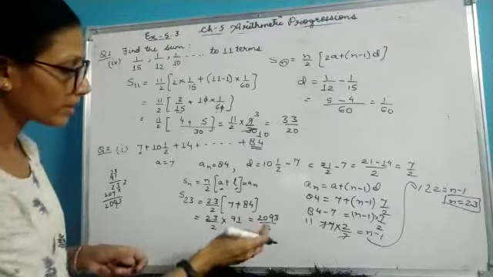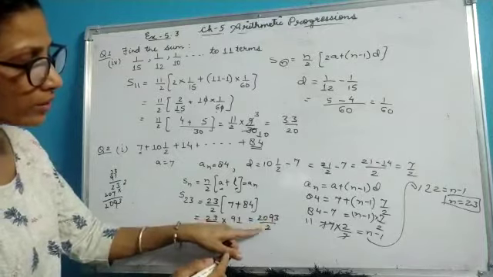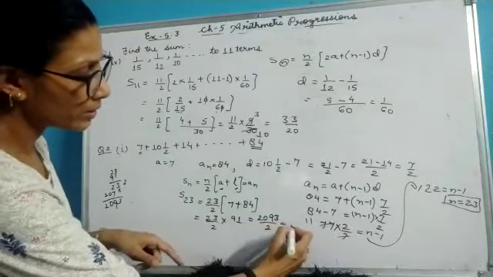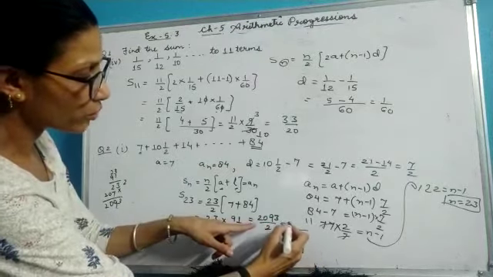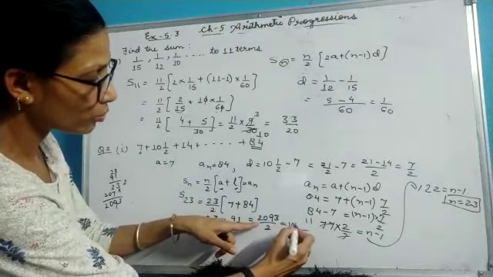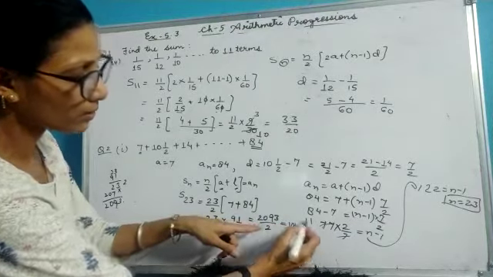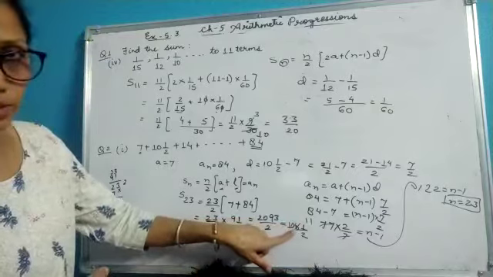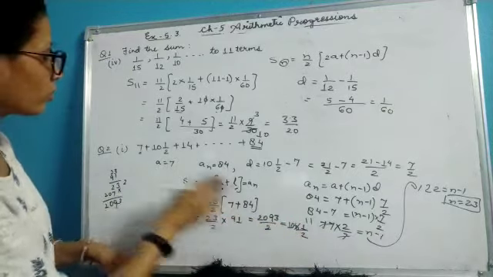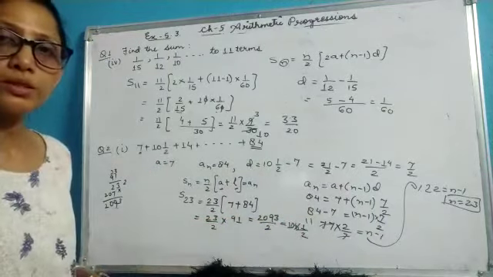So on multiplication I am getting it as 2093 by 2, which can be written as a mixed fraction. 2 1s are 2, 0, 2 4s are 8, 2 6s are 12 and 1. 1046 complete 1 by 2. So this is your sum of these 23 terms.